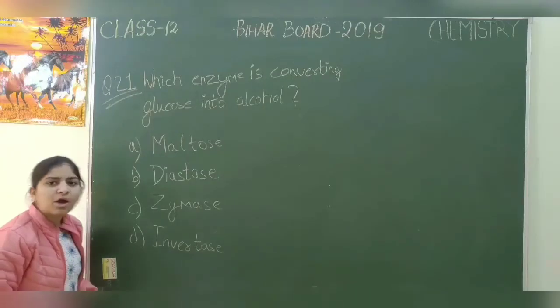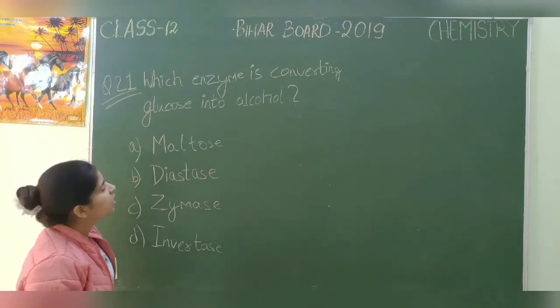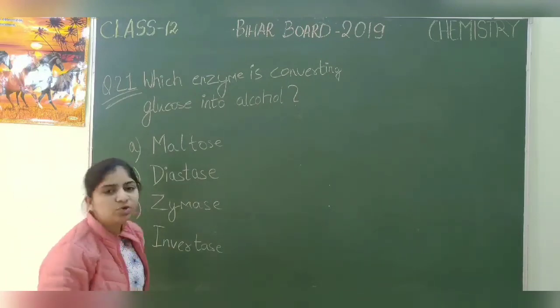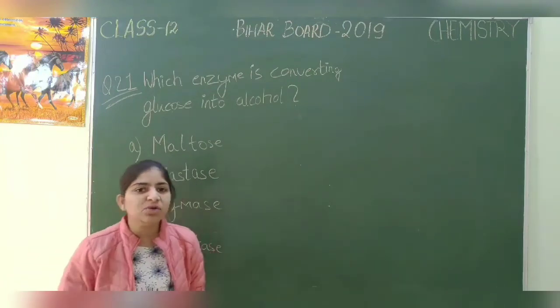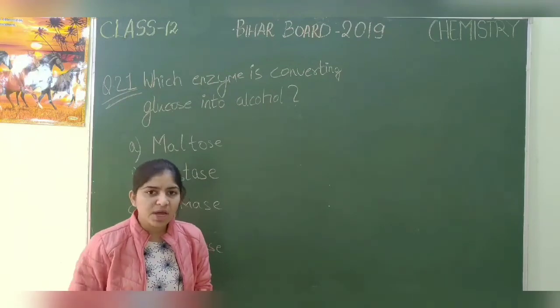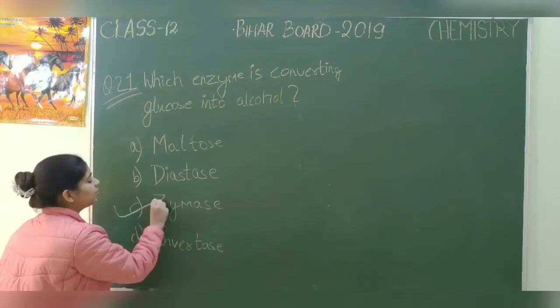Now come to next question, that is which enzyme is converting glucose into alcohol. As we know that zymase is the enzyme which will convert glucose into alcohol. So we can say that option D is our correct answer.